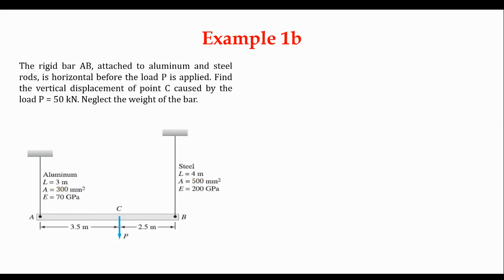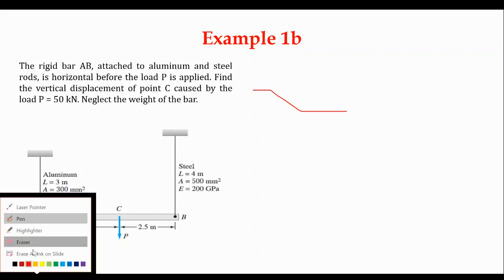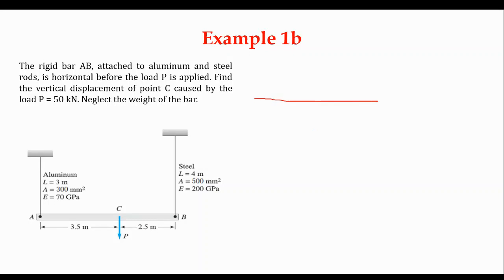When the load is applied at point C, the rigid bar is no longer level. So it could swing. If it was level in the first place, after the application of load, it can swing this way or swing that way. This is point A, this is point B. Right? Either of the two is the scenario. It can swing this way, or it can swing this way.